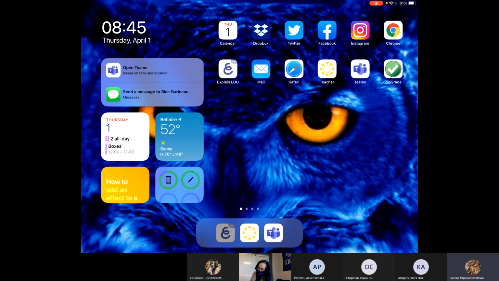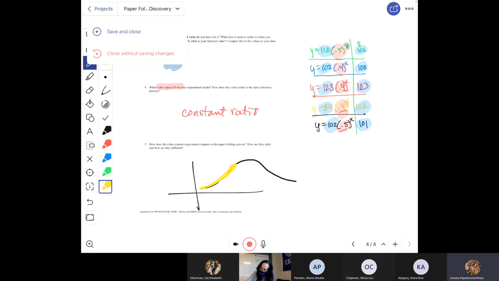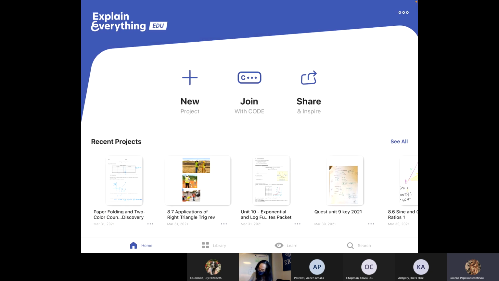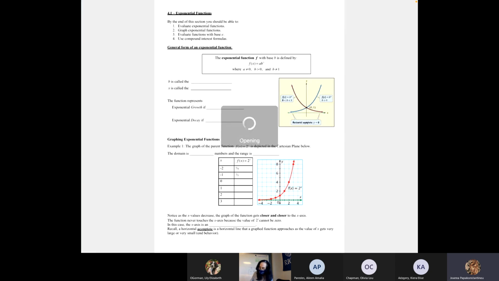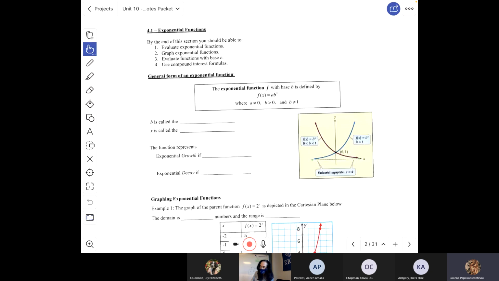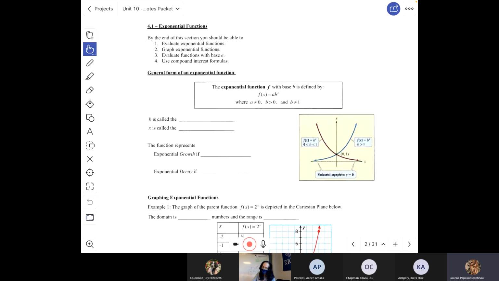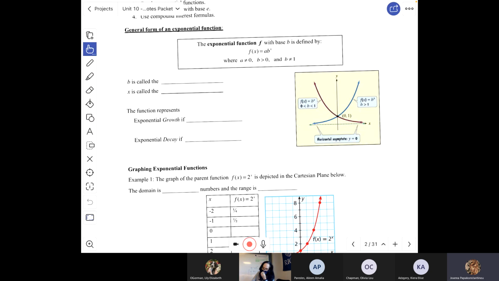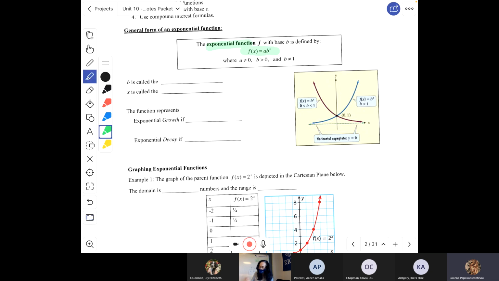Let's go to the notes. We are going to the notes. And let's formally discuss exponential functions. So we saw the parent exponential function. There's the general form right there.